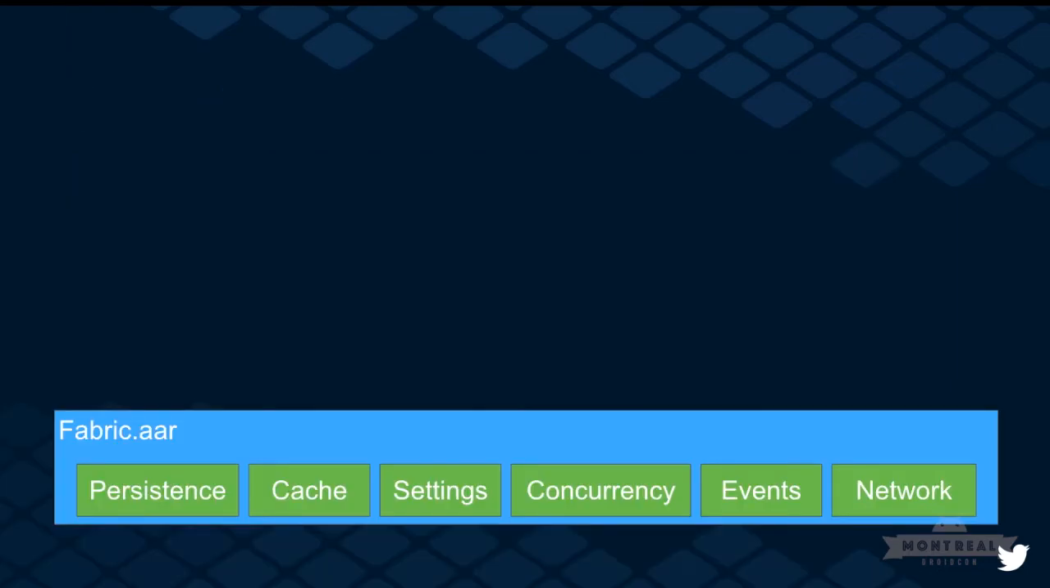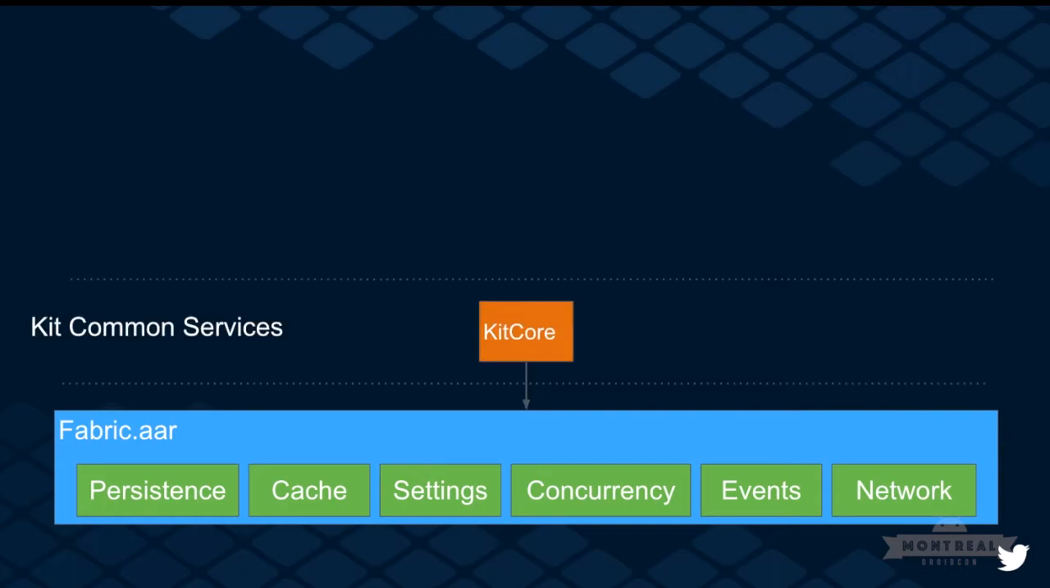This diagram represents how we architected Fabric. We have one base artifact, which is the Fabric AAR. It has common functionality like caching, persistence, interaction with our web backend, app provisioning, events management, and other things. Then the next level up, we have our Kit common services. So if we're talking about Twitter or Crashlytics, this would be common code that the different feature sets shared. It could be things like specific networking or authentication code for an API that we're dealing with.